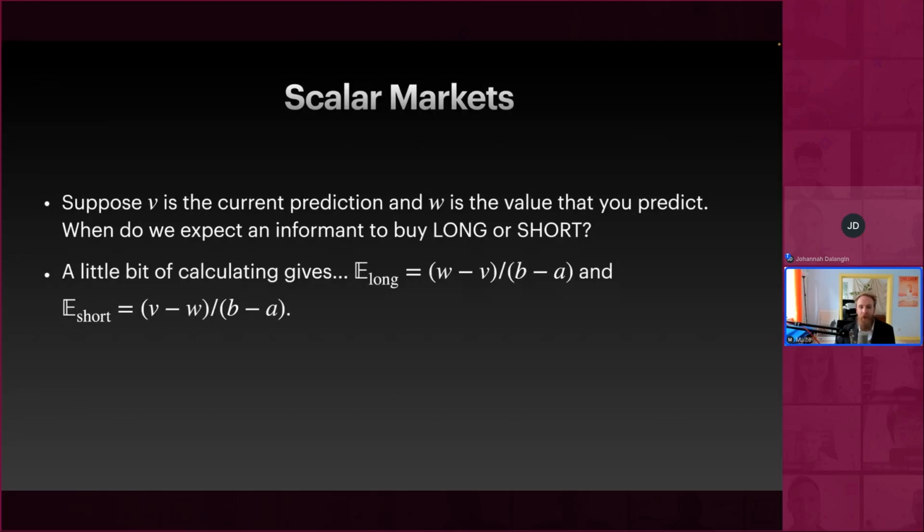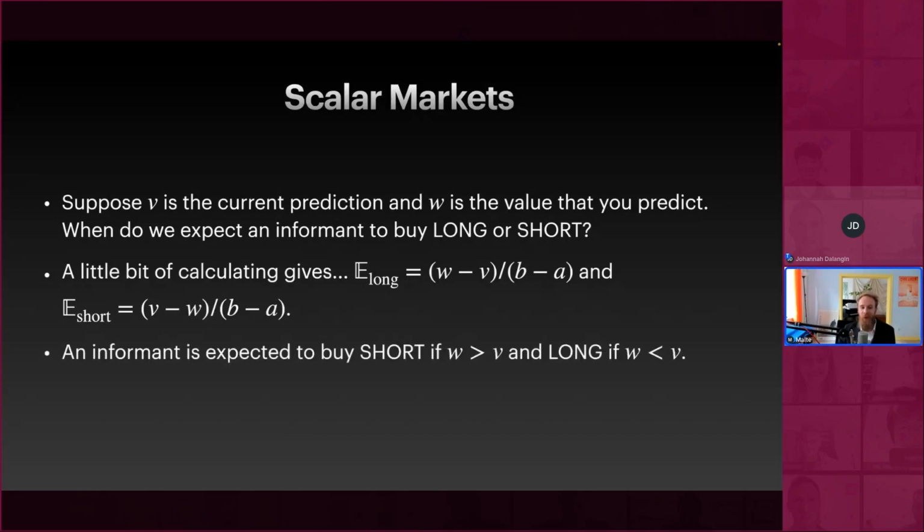Now, a little bit of calculating gives you that the expected value of trading long is W minus V divided by a certain factor, in fact the size of the range, right? And the expected value of trading short is V minus W divided by the size of the range, which means the expected value of trading long is positive if W is larger than V, and the other way around for short, right?